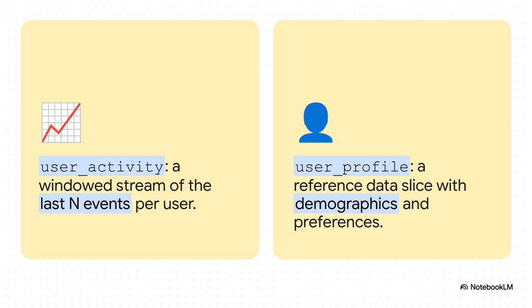Imagine we create two really simple independent recipes, or views. On the left, we've got user activity. All this recipe does is describe how to get the last, say, 10 events for a given user. Simple. On the right, we have user profile. This recipe just knows how to pull a user's basic info, like their name and preferences. Each one is a small, useful, self-contained building block.